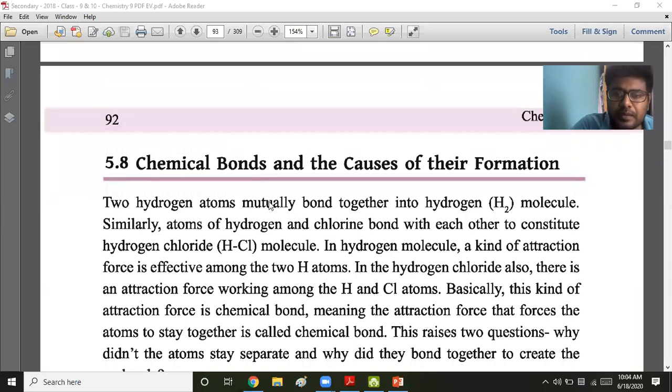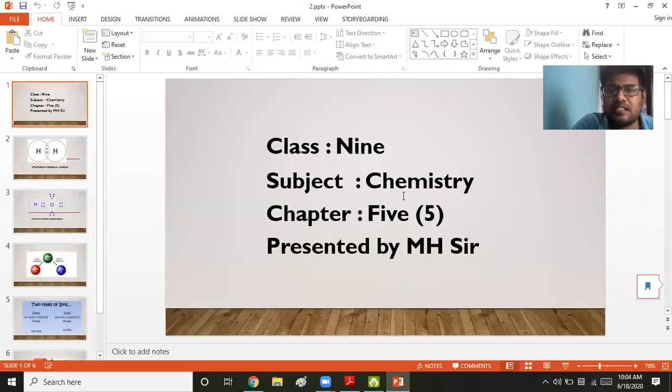Two hydrogen atoms mutually bond together into a hydrogen molecule. So you can ask me, sir, how can hydrogen make H2? That means in one molecule, two atoms. How can they combine with each other? I think this is your question. Because the symbol of hydrogen is only H, but the formula of hydrogen is H2. That means in one molecule there are two atoms of hydrogen. For that reason, I'm explaining this. This is chapter number 5.